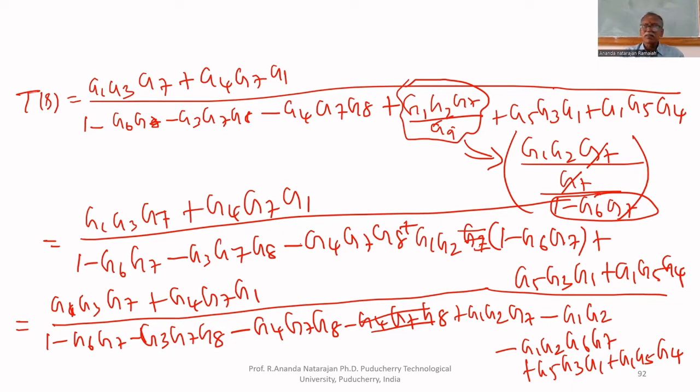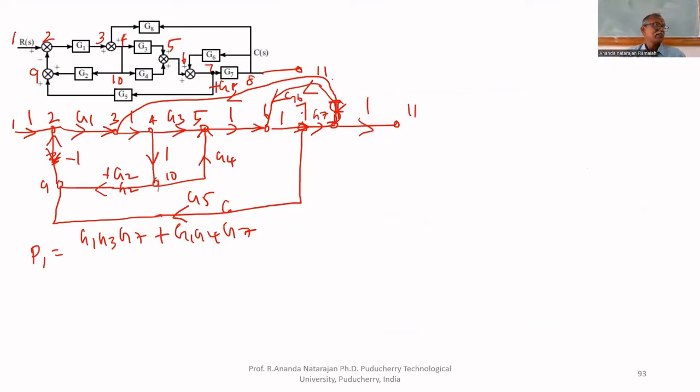We immediately got the numerator. There we struggled like anything to get the numerator, but here we immediately got it. The only thing is, the denominator we have to get. For the denominator we have to find delta 1 and delta 2. There is no part of the graph which has loops. Therefore, delta 1 is 1 and delta 2 is 1. Therefore, the numerator we got is P1 plus P2. I directly wrote it because delta 1 and delta 2 are 1, 1. So we got the numerator.